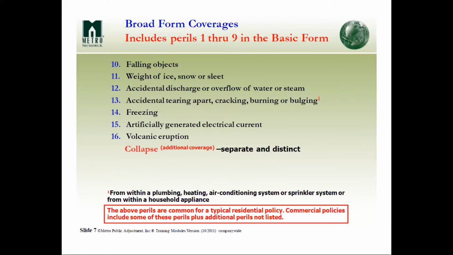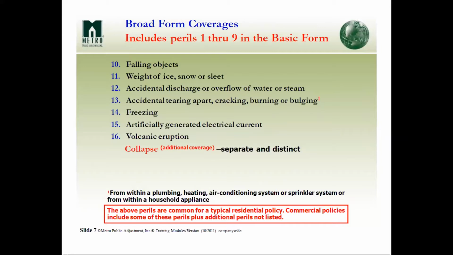A falling object is something that comes out of the sky and causes a penetration to the dwelling. So we're talking about something falling from an airplane, something falling from the sky, a little bit of a Chicken Little kind of situation. The weight of ice, snow, and sleet is also a peril in the broad form. Accidental discharge of water, that's a huge one that we use a lot at Metro.